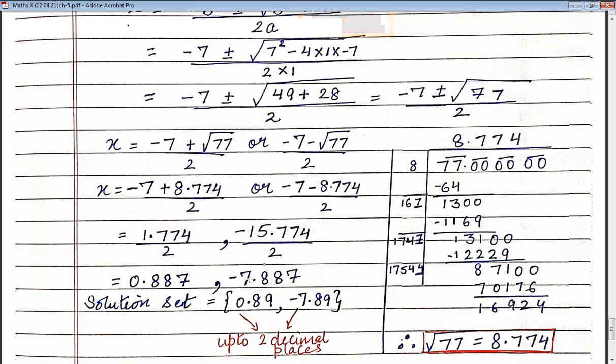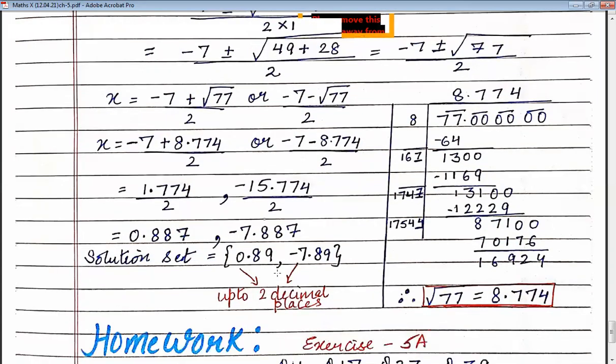And when you divide it, your answer is 0.887 and minus 7.887. According to the question, you have to convert this into two decimal places. So you have to just round off to two decimal places. So it will become 0.89, and here also it will become minus 7.89. So this is the solution of your given quadratic equation.